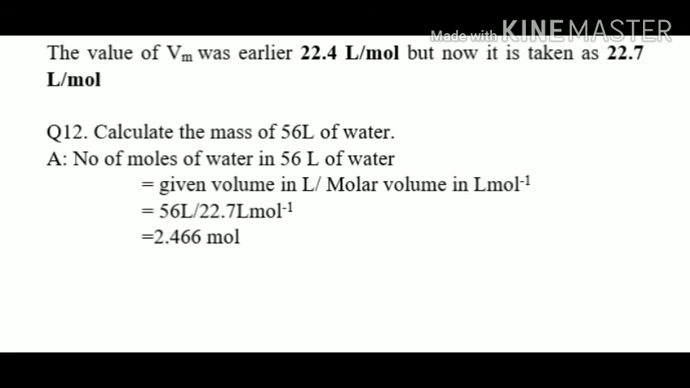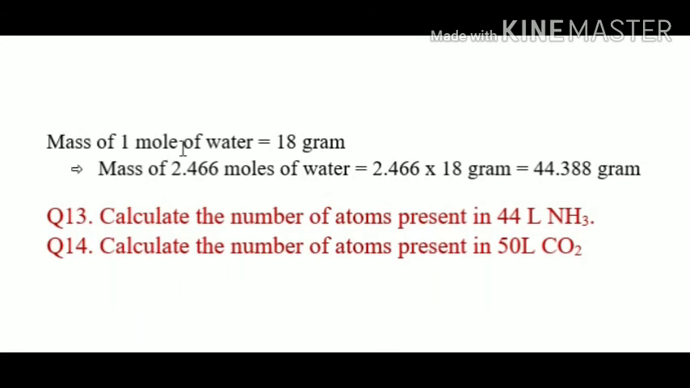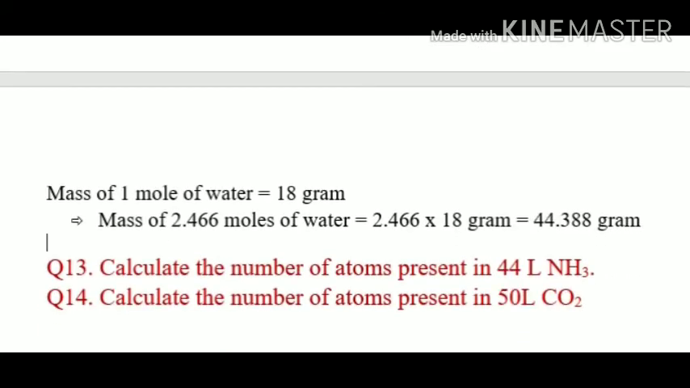So first we found the number of moles. So mass of 1 mole of water equals 18 gram. That means mass of 2.466 moles of water equals 2.466 into 18 gram, so 44.388 grams. So in this way you can calculate the mass of a liquid from the given volume using mole concept.